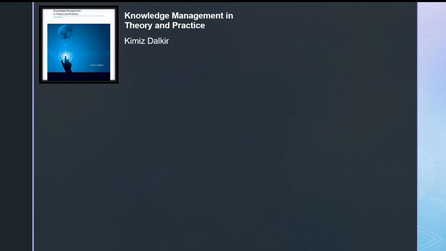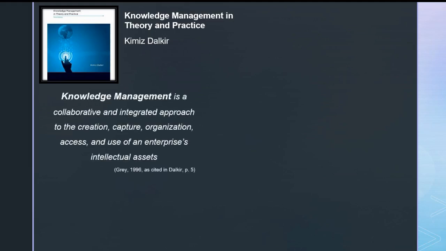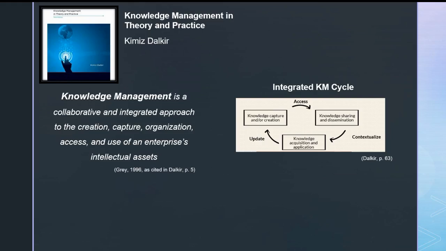Now let's talk about how this could be used as a knowledge management tool. In Kimiz Dalkir's book called Knowledge Management in Theory and Practice, she quotes Gray's definition of knowledge management, that it is a collaborative and integrated approach to the creation, capture, organization, access, and use of an enterprise's intellectual assets. An integrated knowledge management cycle is also proposed to demonstrate a KM process. In this cycle, there's knowledge capture and/or creation, knowledge sharing and dissemination, and knowledge acquisition and application.